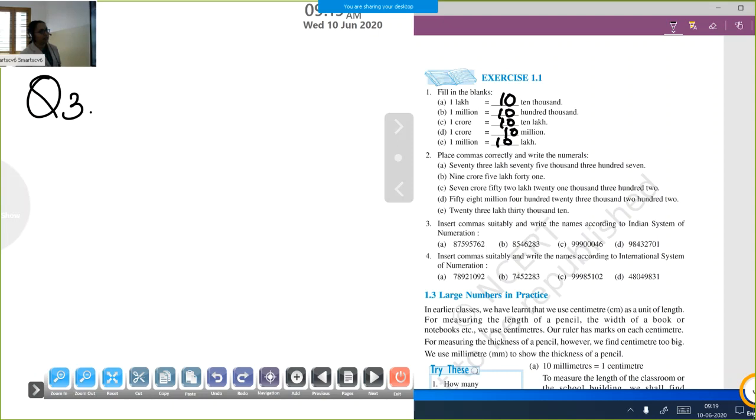Okay, we are starting question number 3. What is the question? Insert commas suitably and write the names according to the Indian system of numeration. What we had to do? We had to put commas according to the Indian place value system, and write the names. Write the names means number name, how to read the number.